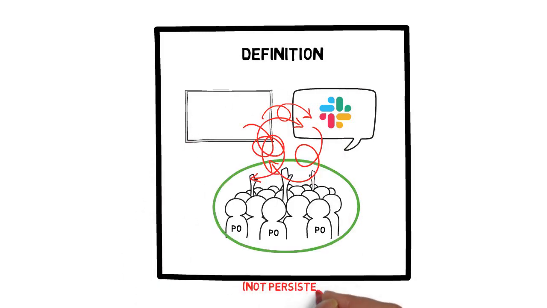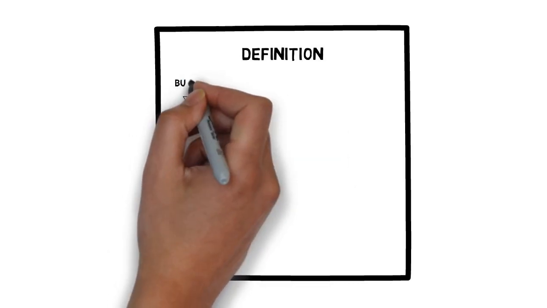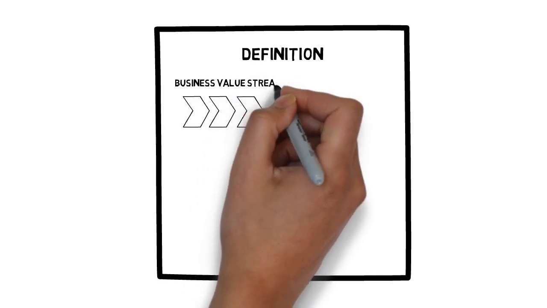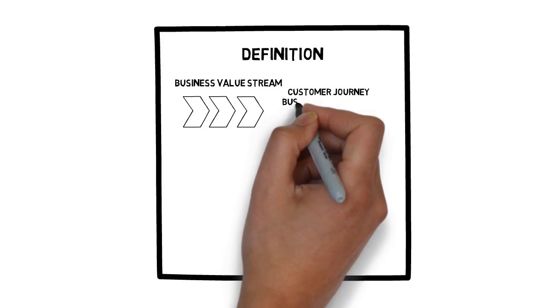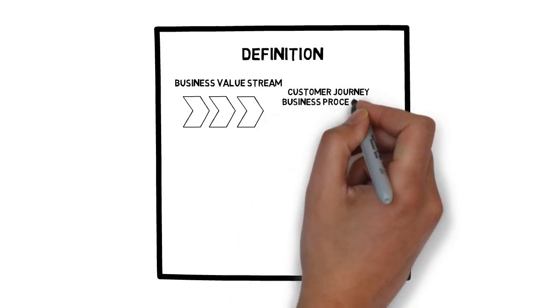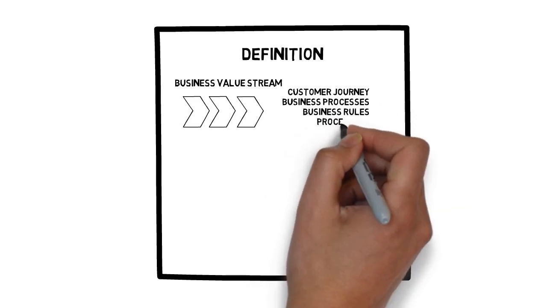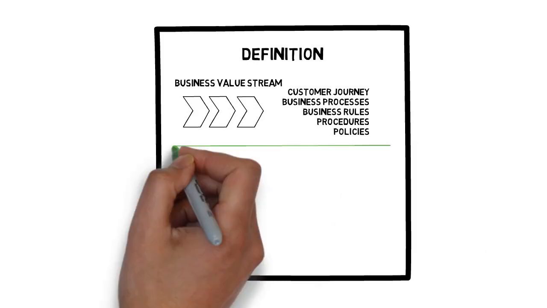What we do with Storyteller is we start by considering the business context. So we start by examining and capturing the business value stream, capturing things like customer journeys, decomposing or mapping these down into the business processes of the organization, and considering the business rules, the procedures, the policies, and all the other things that comprise that business context.